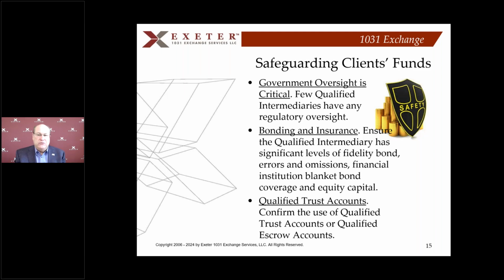And finally, make sure that they're using a qualified trust account or a qualified escrow account. That's one of the big reasons we set up Exeter Trust Company, so that we are holding the funds in separate, segregated, dual signature qualified trust accounts to protect you. In the LandAmerica failure in 2008-2009, the judge ruled that the funds were corporate funds, not client trust funds, because the funds were held in their corporate name. That works from a 1031 exchange perspective, but it doesn't protect you. And that's why we set up the trust company.